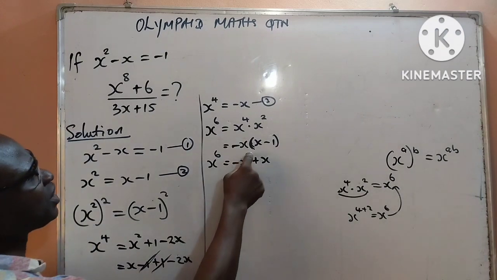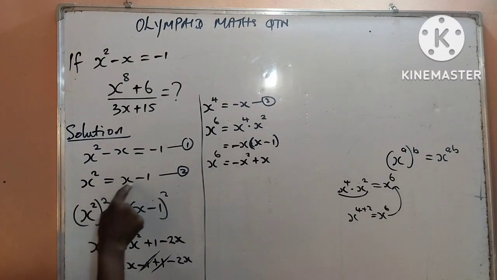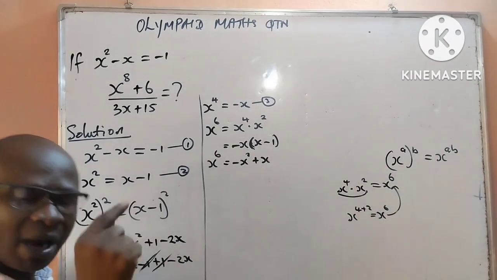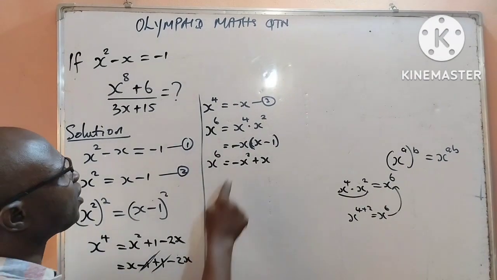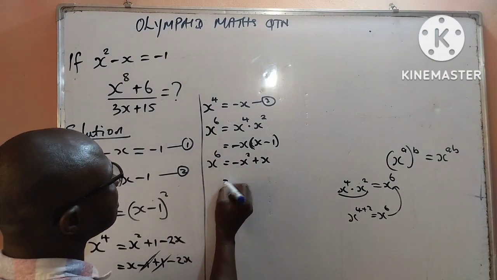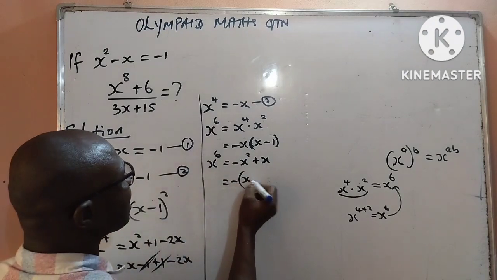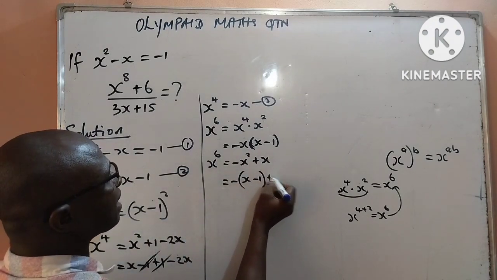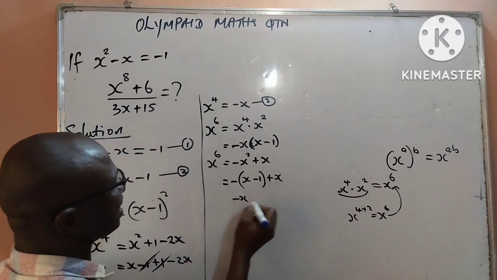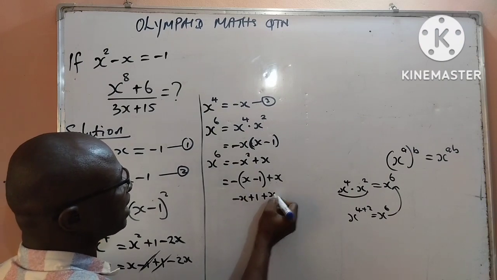So this is now equal to x to the power 6. But I know x to the power 2 still. Therefore, I continue to replace my x to the power 2, since anywhere I see x to the power 2, I will always replace it. Therefore, x to the power 2 is x minus 1. So I will still write minus into the bracket x to the power 2, x minus 1, then plus x. Minus times x will give me minus x. And minus times minus 1 will give me plus 1, then plus x.